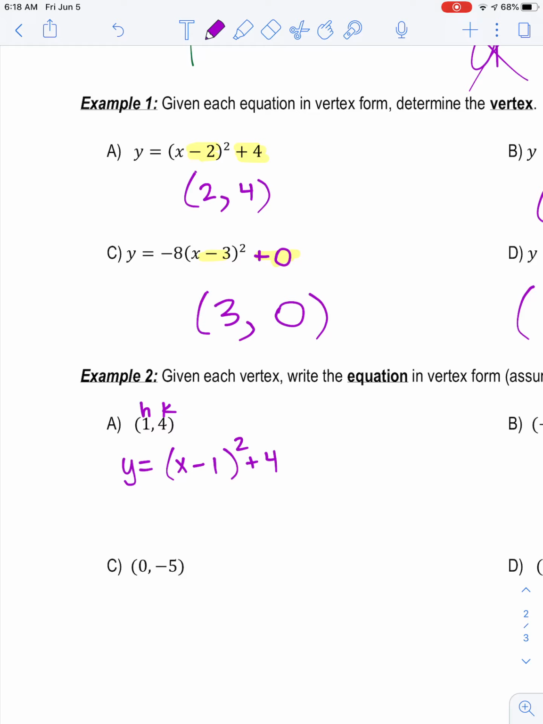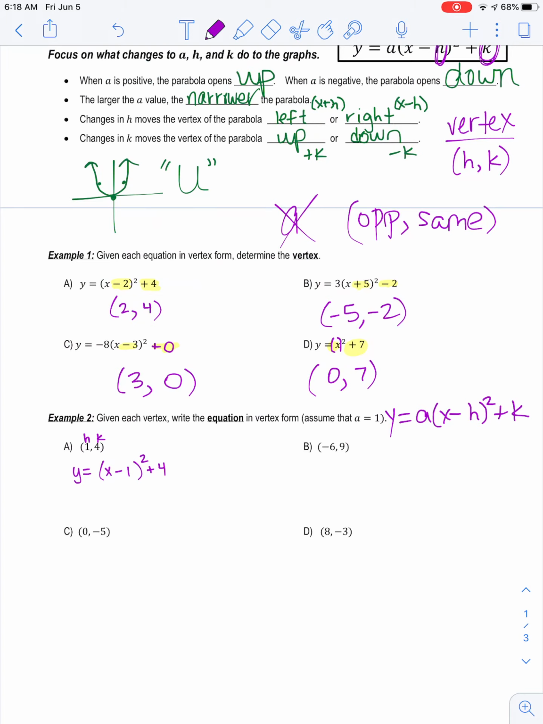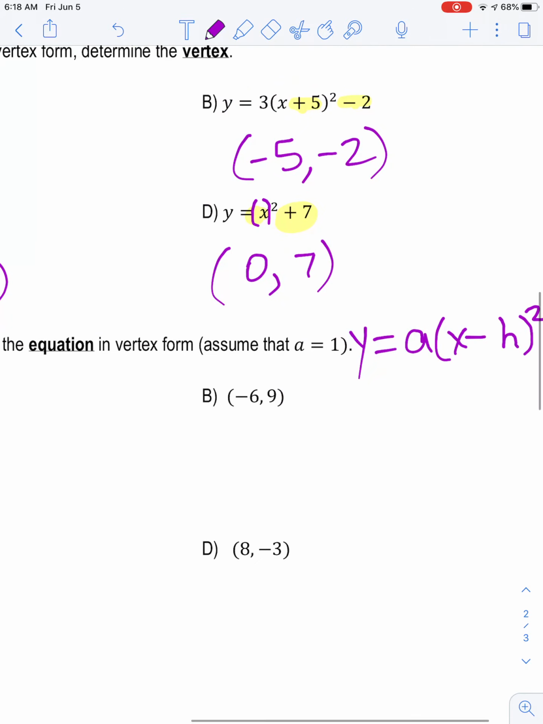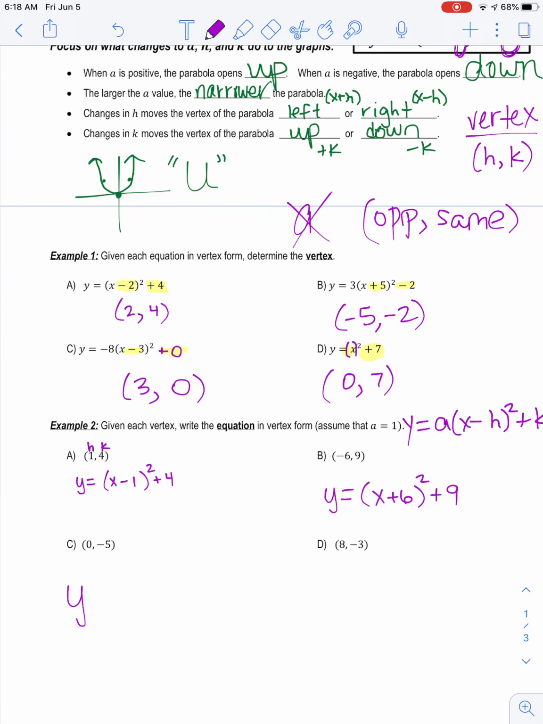We're doing the exact reverse of what we had done in example 1, where we had the vertex form, found the vertex. Now we're given a vertex and writing it in vertex form, assuming that a is just equal to 1. All right, let's try part B. I have y equals, because I want to write an equation, so I need an equal sign, x minus h, which is minus negative 6, which becomes plus 6, squared, and then plus 9. If I do the same thing on part C, I have y equals (x minus 0) squared, which is just x squared, and then a minus 5.